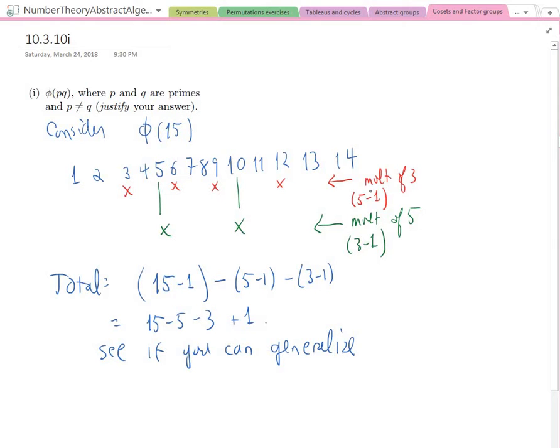There's 2 of them. Now notice that the 4 multiples of 3, 4 is 5 minus 1, and 2 is 3 minus 1. So the total number of numbers relatively prime to 15 and less than 15 are 15 minus 1 minus 5 minus 1. I'm subtracting multiples of 3, and I'm subtracting multiples of 5. Okay, and then you get this answer. So see if you can generalize to arbitrary p and q.